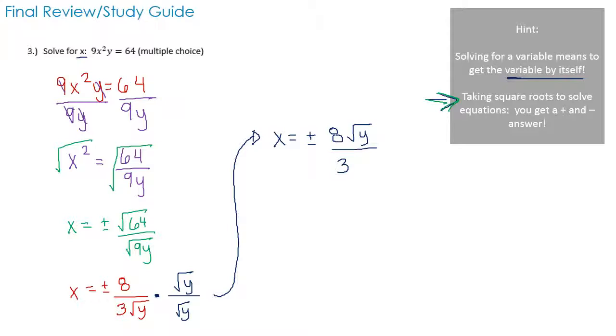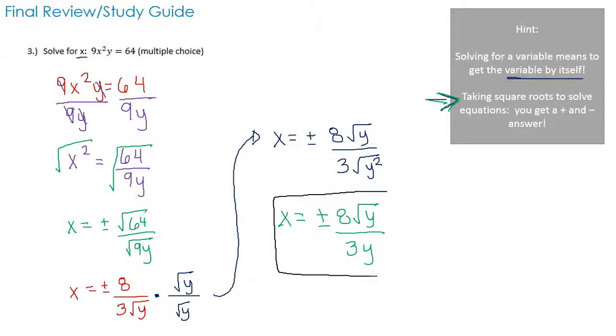Now square root of y times the square root of y, I'll go ahead and put it here, becomes the square root of y squared. And the square root of y squared is just y. So that leaves us with x is equal to plus or minus 8 times the square root of y over 3y. And that's our solution. That's as far as we can simplify it. So that's it for number 3.